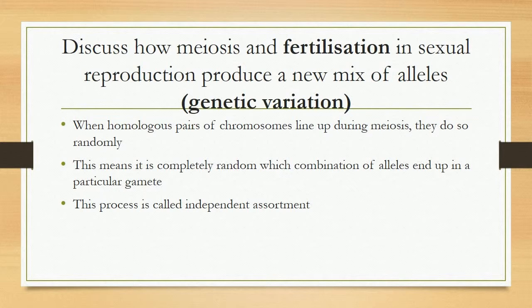Discuss how meiosis and fertilisation in sexual reproduction produce a new mix of alleles, genetic variation. When homologous pairs of chromosomes line up during meiosis, they do so randomly. This means it is completely random which combination of alleles end up in a particular gamete. This process is called independent assortment.